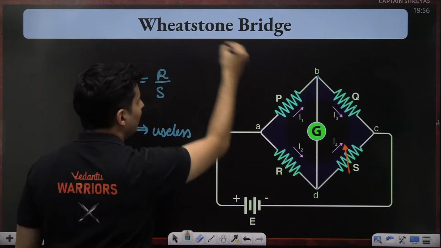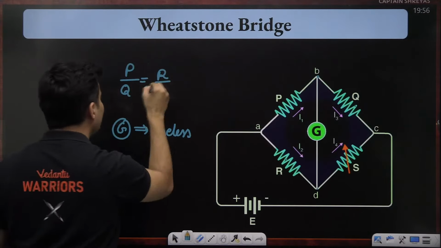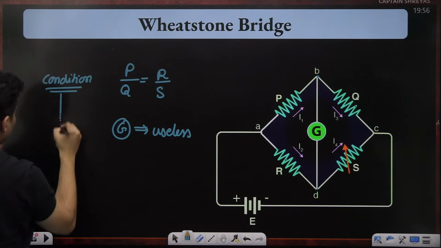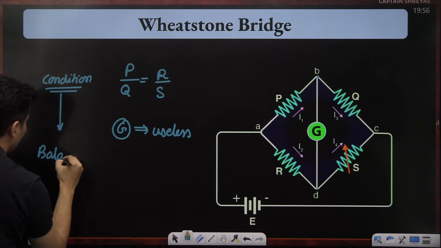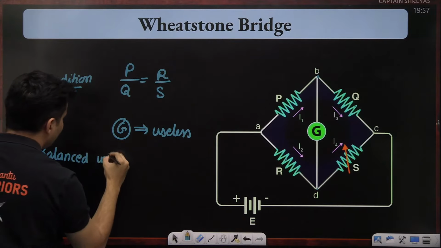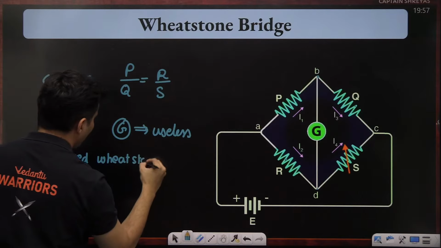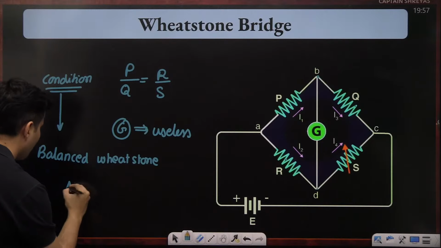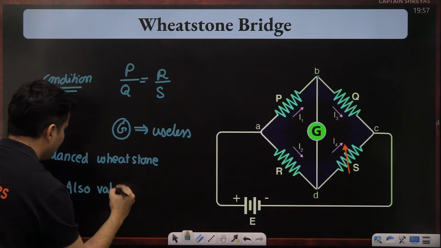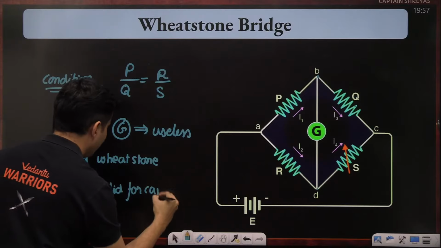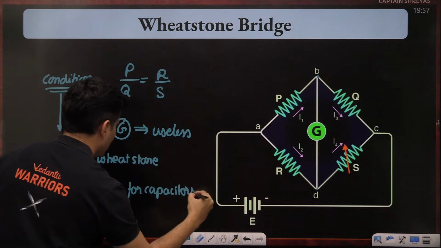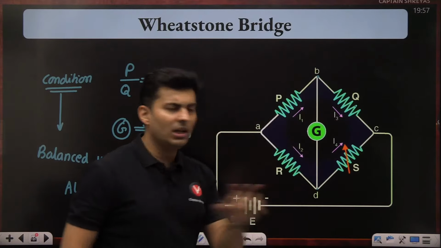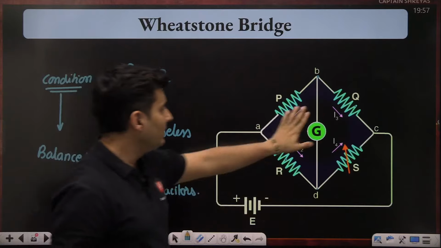This arrangement is called Wheatstone, but when this condition is satisfied, then it is said to be a balanced Wheatstone. Now, this is not just for resistors, it is also valid for capacitors. So if it was C1, C2, C3, C4, C1 by C2 is C3 by C4, whatever is in between becomes useless.